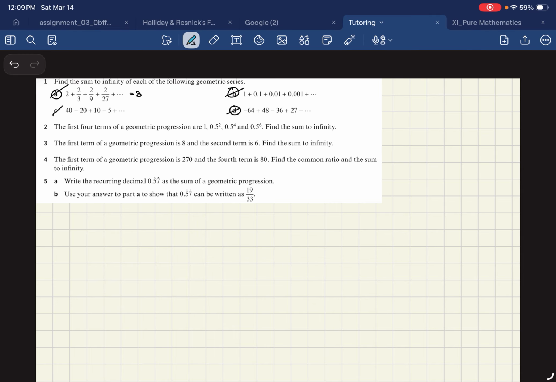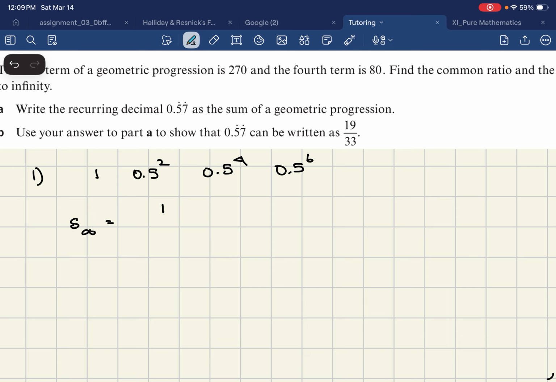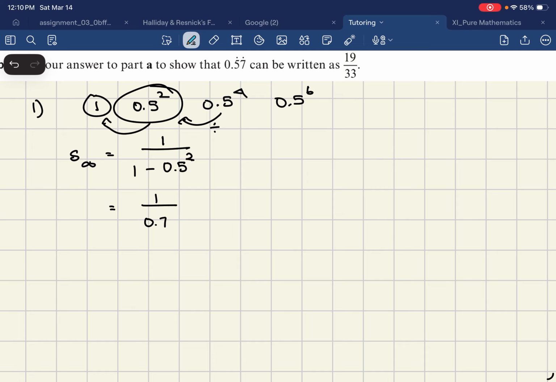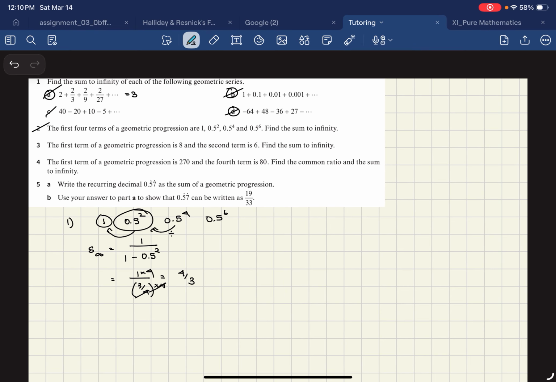So the first 4 terms of a geometric progression we are given are 1, 0.5 squared, 0.5 to the power 4, 0.5 to the power 6. Find the sum to infinity. So the sum to infinity is just going to be the first term, A, divided by 1 minus the common ratio. Well, it's 0.5 squared. Remember, you want to divide. And when you divide, you get 0.5 squared. So 0.5 squared is just 0.25. So in the denominator, you have 0.75. And when you simplify, you're going to get 4 over 3, because 0.75 is 3 over 4. And you can multiply by 4 on the numerator and the denominator. And these cancel out, so you get 4 over 3. All right.